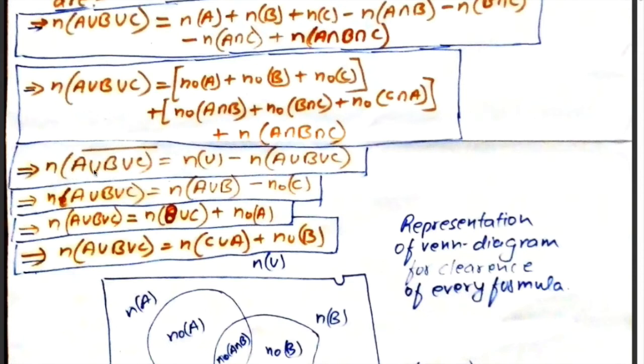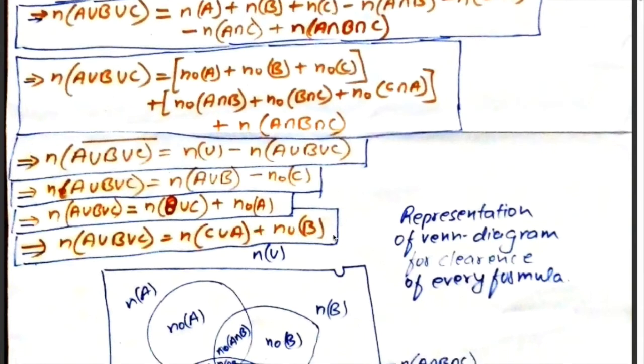Here n(A union B union C complement) equals n(U) minus n(A union B union C). This value will come from these two formulas, and n(U), the universal set, shall be already given. n(A union B union C) equals n(A union B) plus n(only C). n(A union B union C) equals n(B union C) plus n(only A). n(A union B union C) equals n(C union A) plus n(only B). This shall also be clearly explained in a Venn diagram.